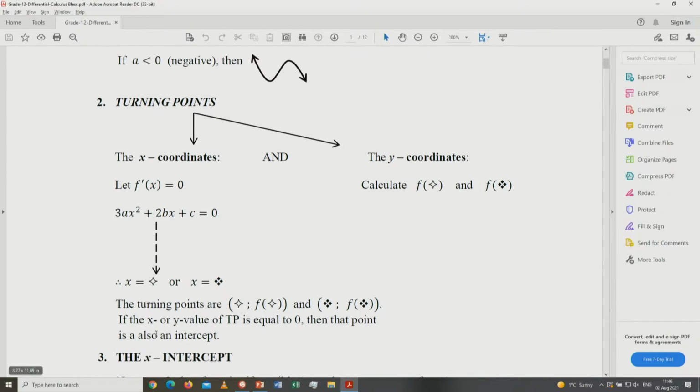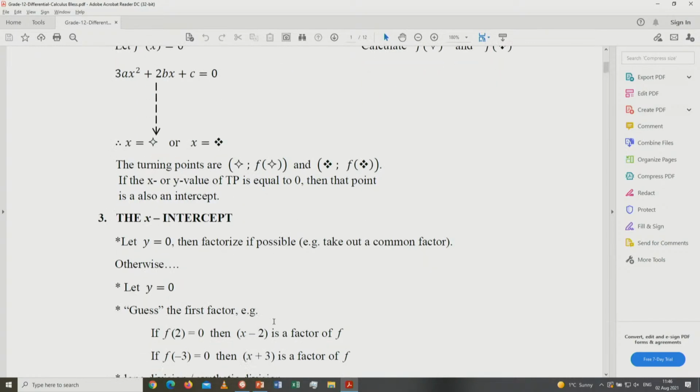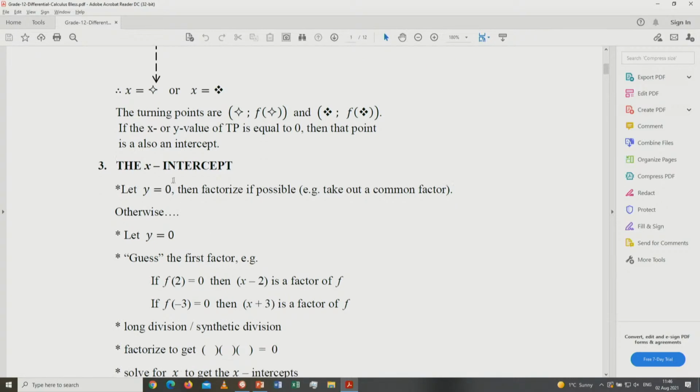One other thing you need to take note of, learners, is that when you determine the turning points, if the x or the y value of the turning point is equal to 0, then that point also serves as an intercept of that function. Very important, learners. And then from there, you need to determine the x-intercept. We know for the x-intercept, we let y be equal to 0.